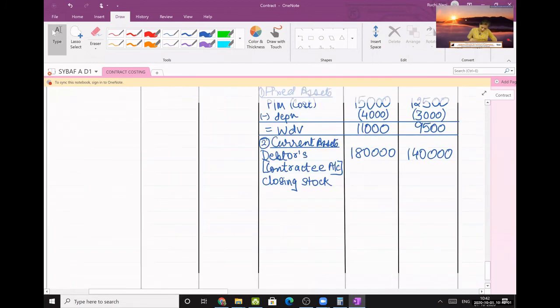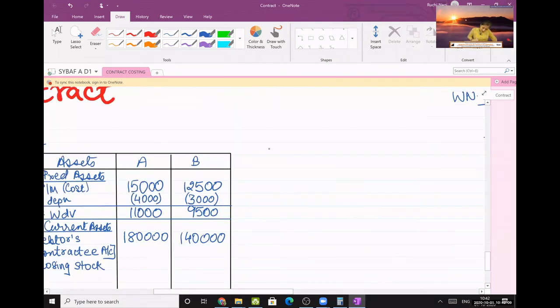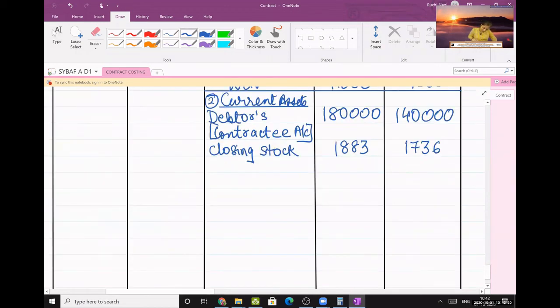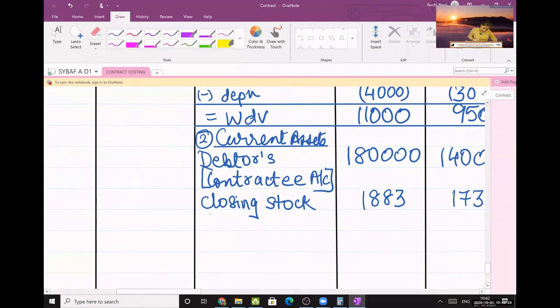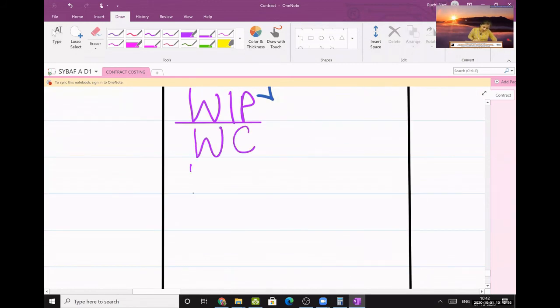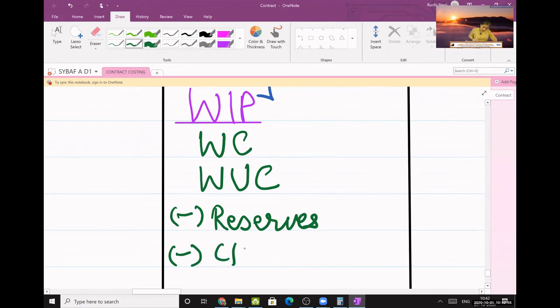Right, I have closing stock. Yes, I have 1,883,000 and 1,736,000. Okay, so this I had closing stock. Next is WIP. So see how WIP is written as per AS 7. First, work certified, work uncertified, less reserves, less cash received.